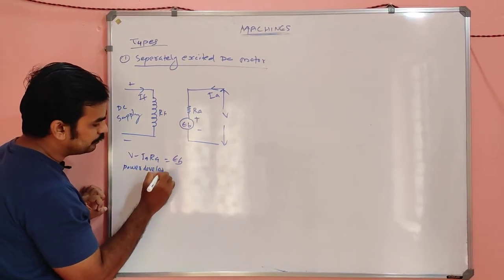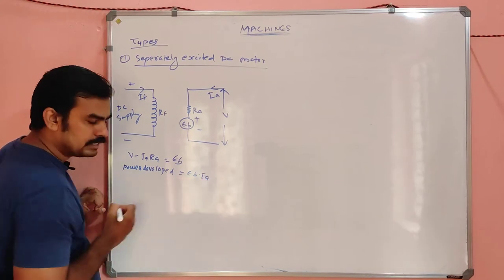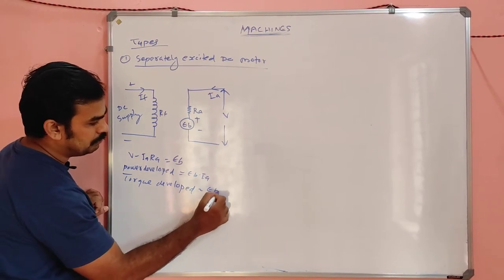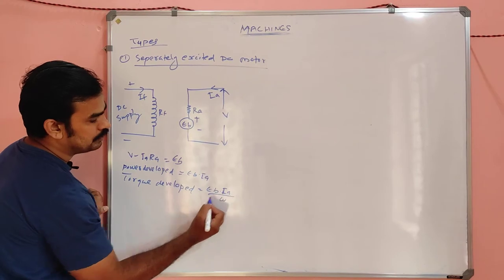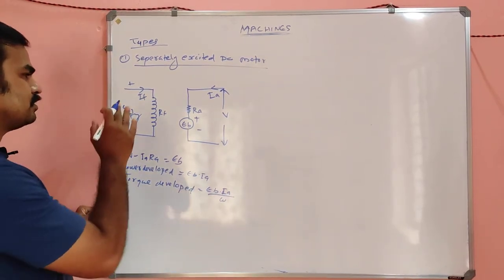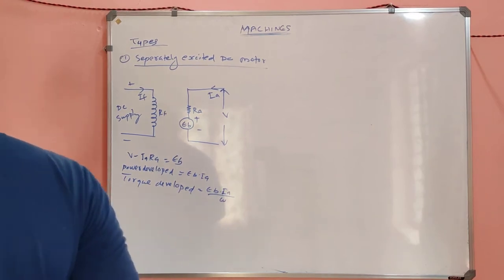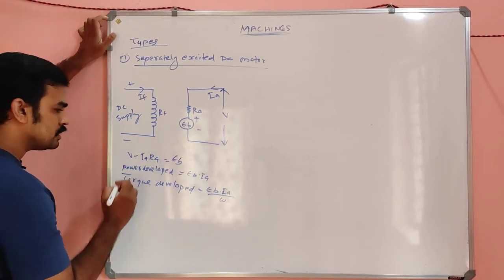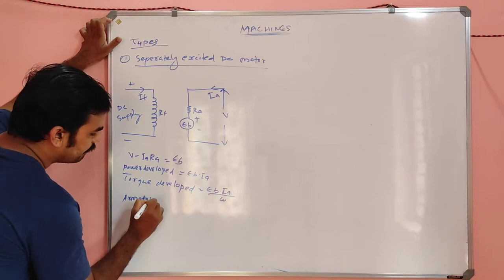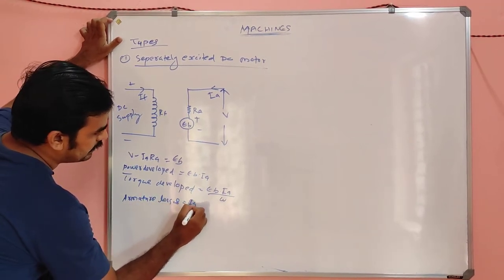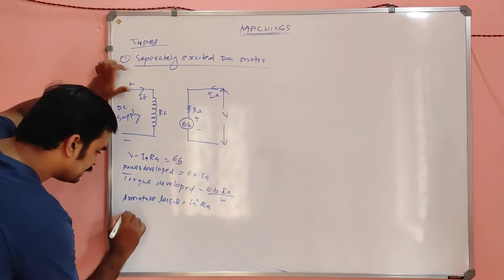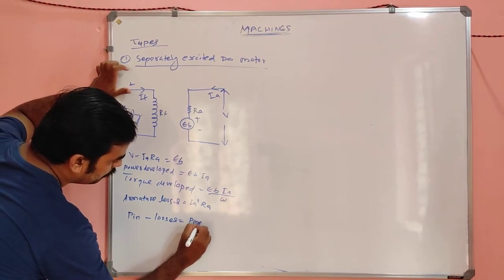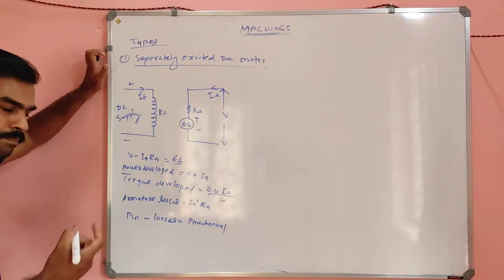So the power developed will be equal to EB into IA, correct? And the torque developed will be equal to EB into IA divided by omega. That's all. So you can simply write this equation. Power developed means the mechanical power delivered. And the armature losses will be equal to IA square R, am I correct, my dear? Or I can say that P input minus losses will be equal to P mechanical, or mechanical power developed.